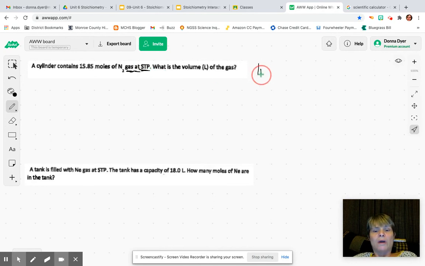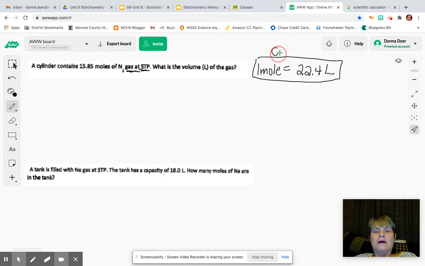I'm going to use 1 mole is equal to 22.4 liters. I already know that's what I'm going to use because the problem says gas at STP. So it gives me 15.85 moles, and it asks me what is the volume in liters. So again, I know I'm solving for liters here.